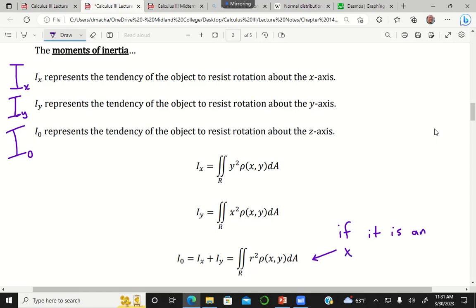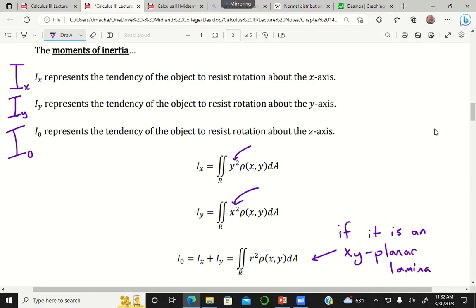With the last formula being specifically if it's an xy planar lamina. So, what's new about these formulas is that y is now squared, and that x is now squared.